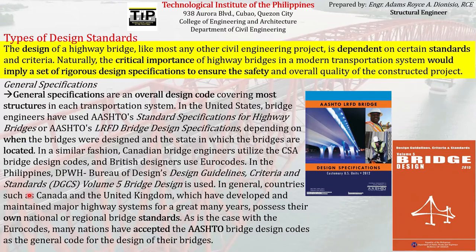In general, countries such as Canada and the United Kingdom, which have developed and maintained major highway systems for a great many years, possess their own national or regional bridge standards. As is the case with the Eurocodes, many nations have accepted the AASHTO bridge design codes as the general code for the design of their bridges. So you can see here that there are some countries that have their own specifications or standards with respect to bridge design. It's because they have the capacity or capability to produce their own standards. Maybe they have enough funds to fund research and development in their country. That's why they can produce their own standards.